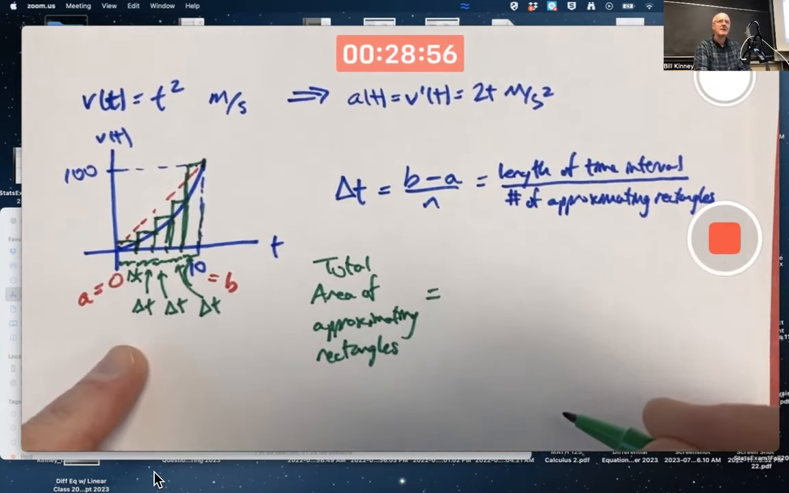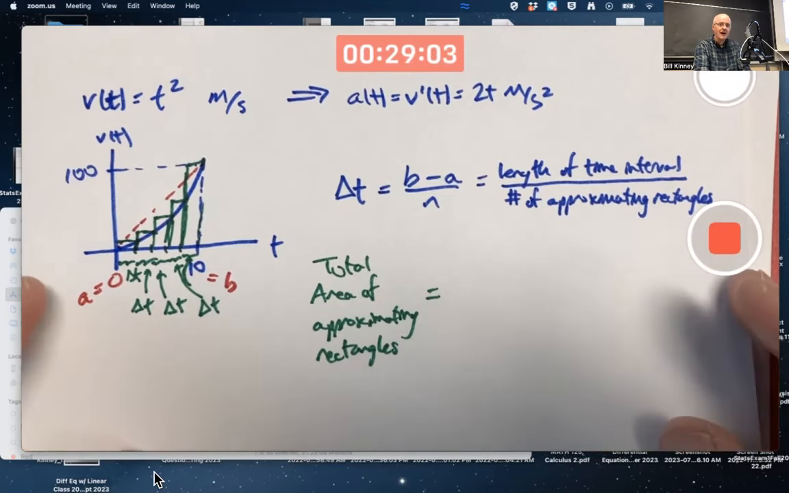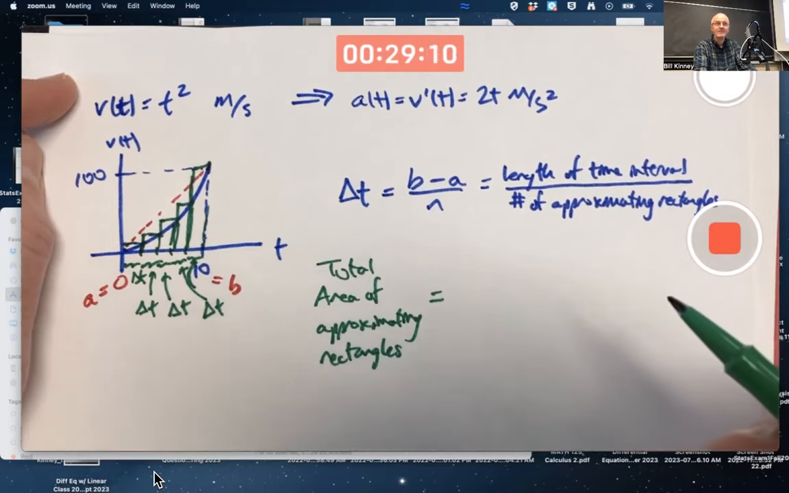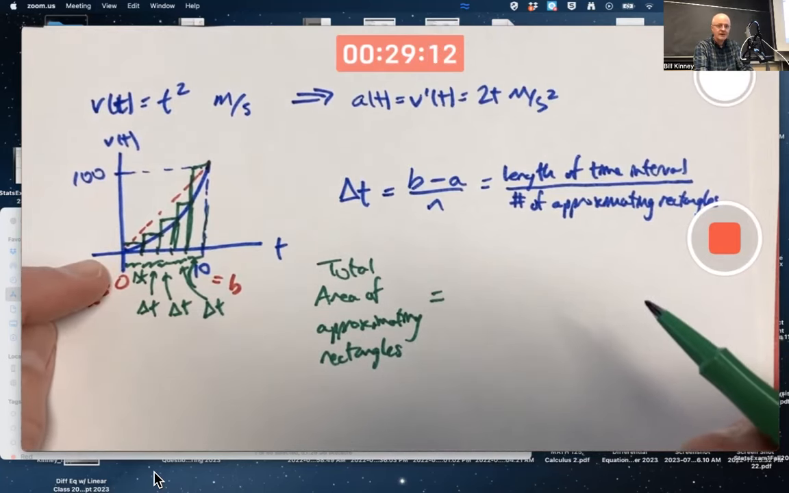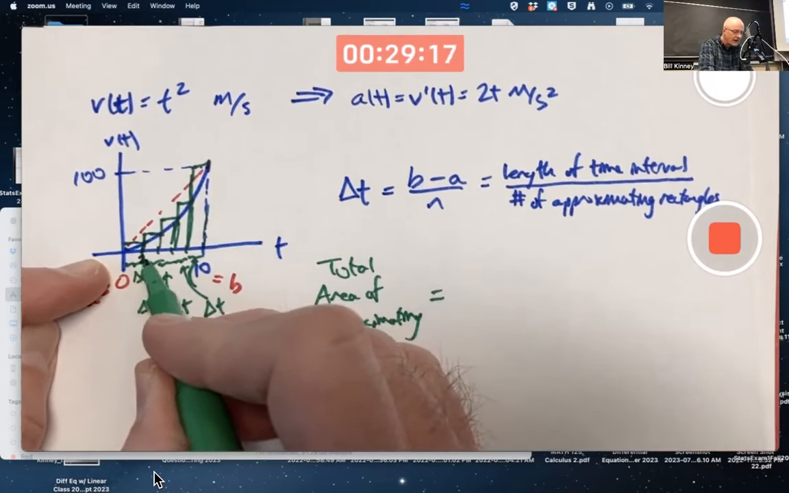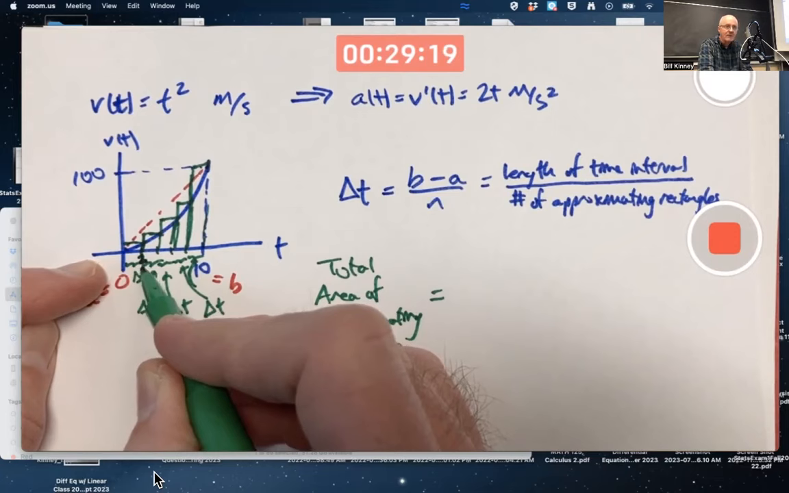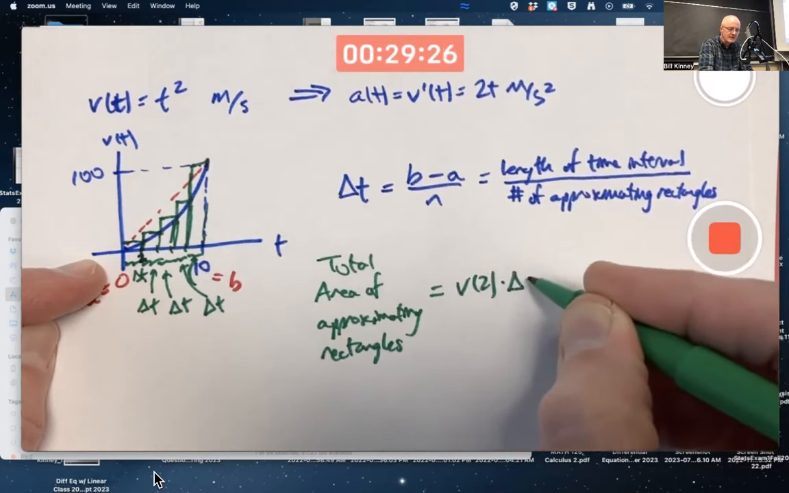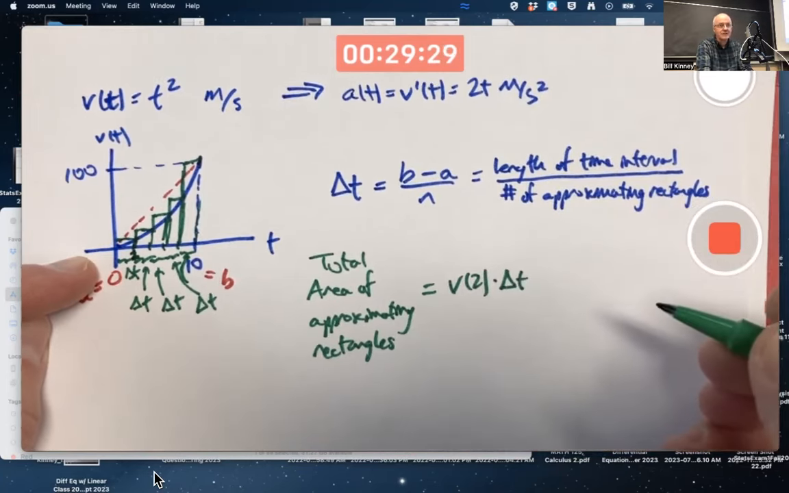In each case, it's base times height. In each case, the base is 2. What's the height? I hope it's clear you need the function to figure out the height, because that's how I made the rectangles. The first rectangle, to figure out its height, I have to go to time 2. There's a little 2 there. I'm just drawing it right now. A little 2 right there. I have to go to time 2 and plug 2 into the function. Multiply times the base. I'll call it delta t, but delta t is 2.